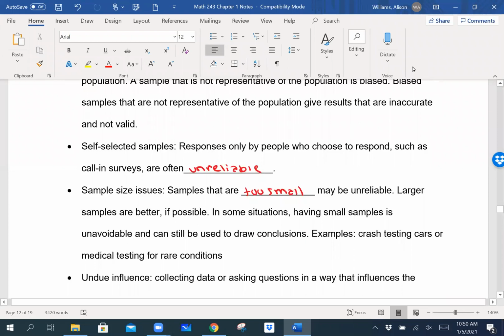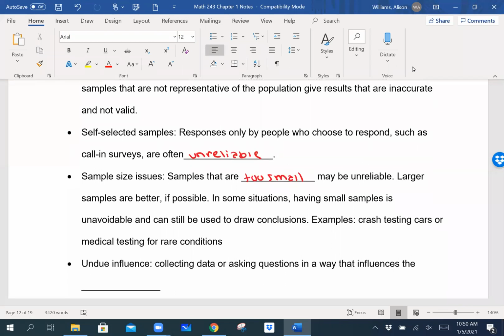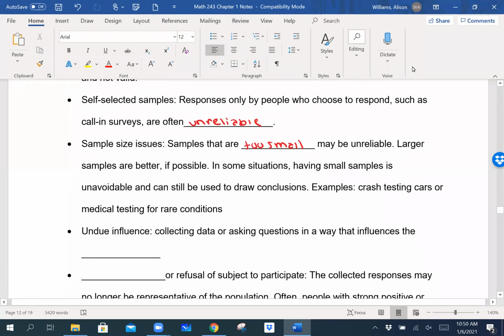Another example is when you're doing crash tests with cars or looking at rare medical conditions. You're not looking at large populations, so you're going to have to work with small samples. Okay, undue influence. This is collecting data or asking questions in a way that influences the response. You don't want to lead people into a certain response. That's a problem with your sample. Your data is now contaminated.